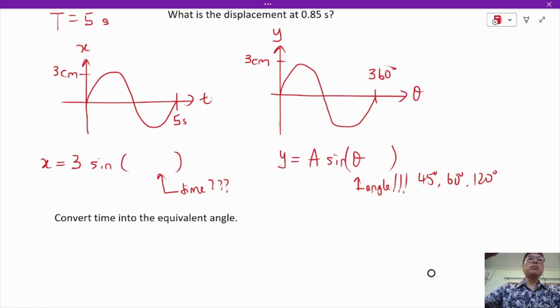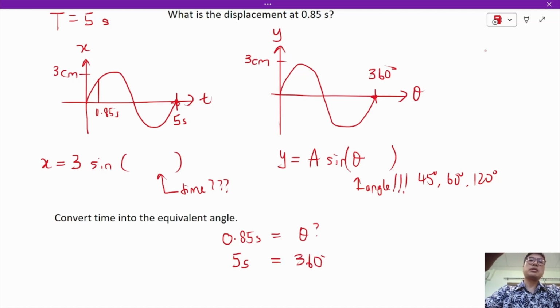Now we want to know what is the displacement at 0.85 seconds. So how do we do this conversion? Now let's take a look. 0.85 seconds is equals to what angle theta? But we do know that 5 seconds here is equivalent to 360 degrees. So if 5 seconds is 360 degrees, then what about 0.85 seconds? What is it equal to?